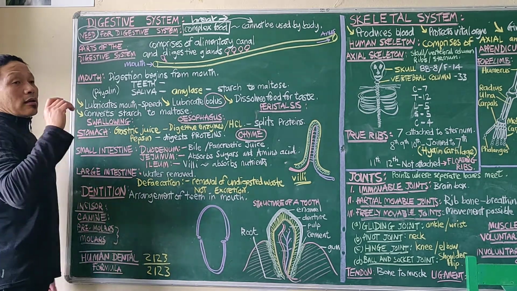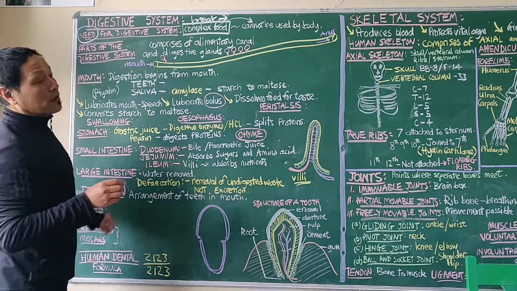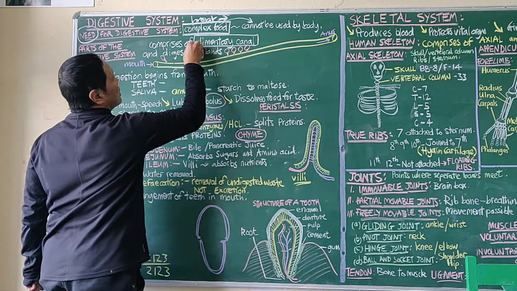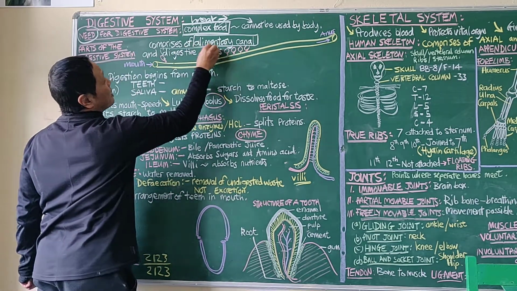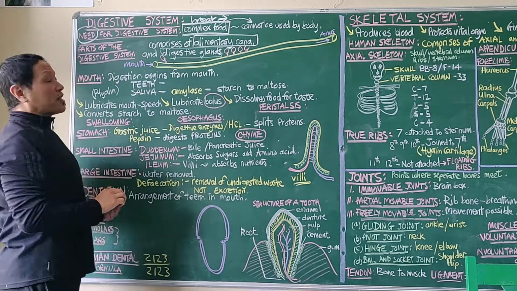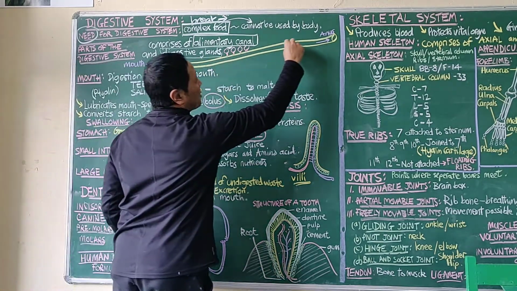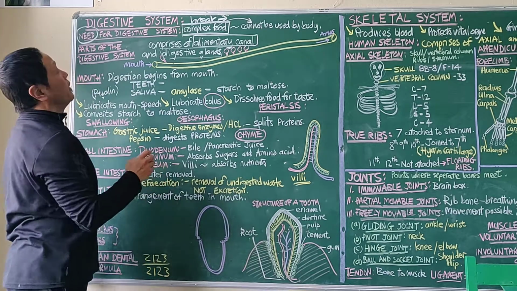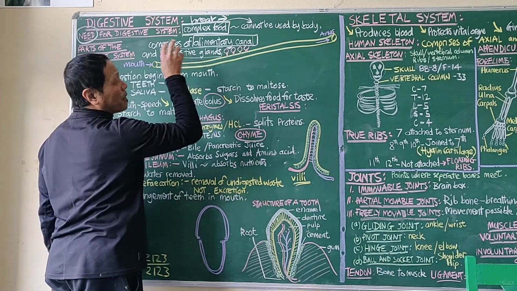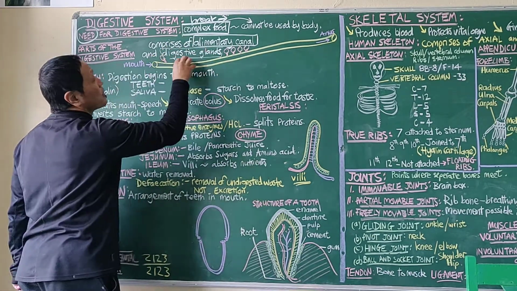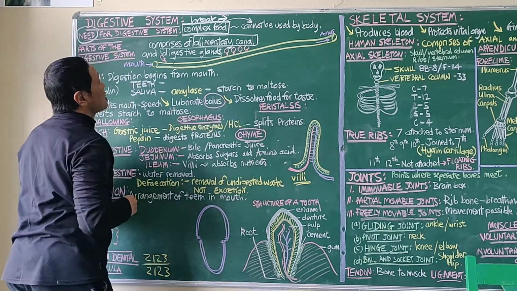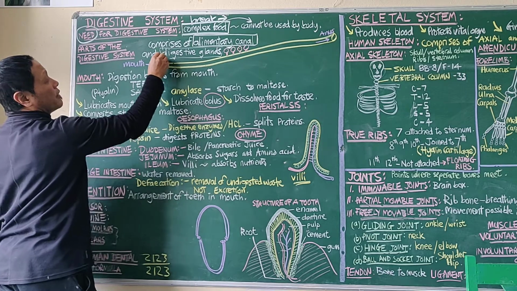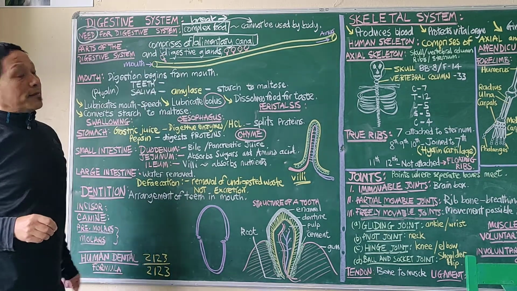Okay, the digestive system comprises of just two things: the alimentary canal and digestive glands. The alimentary canal is just a long pipe that begins from the mouth and ends in the anus. Okay? And then digestive glands are present in different locations. So these pink ones are the digestive glands. Here, in the mouth itself, there's one digestive gland.